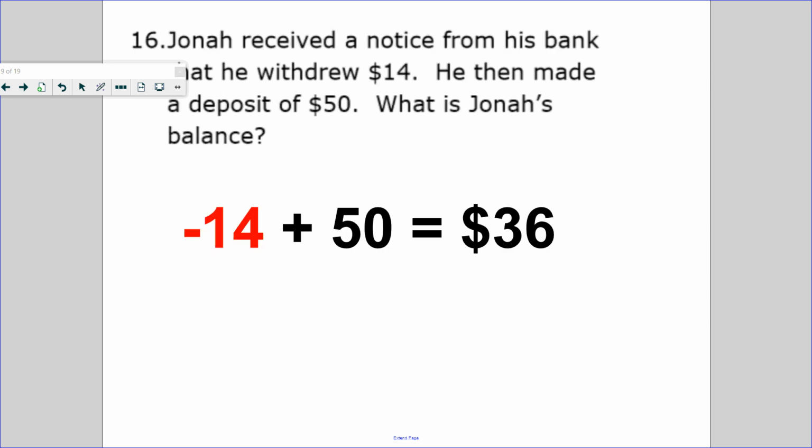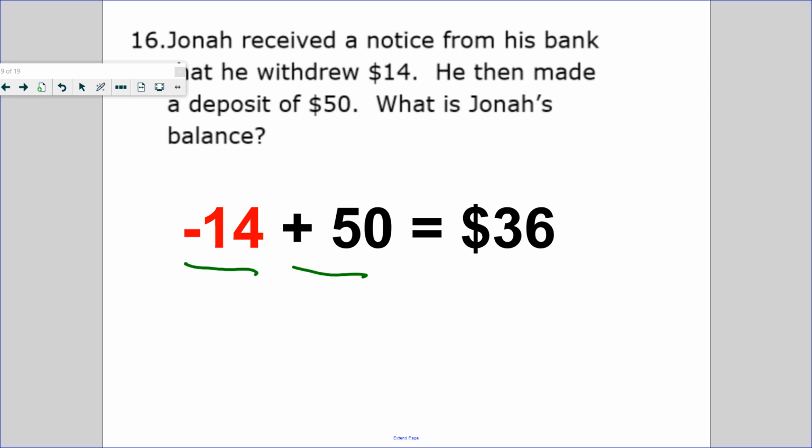Number 16, Jonah received a notice from his bank that he withdrew $14. What does it mean, withdraw? It means take money out. You're spending it. So that's negative 14. Then he made a deposit of $50. That means putting money in. You're saving that money. You're keeping that money. That's positive. So what is Jonah's balance?